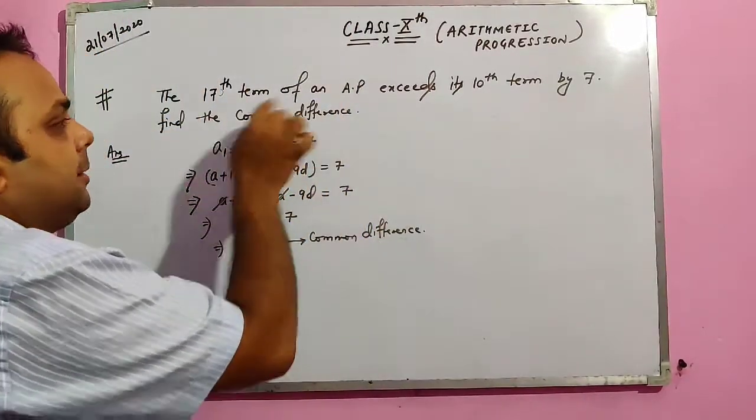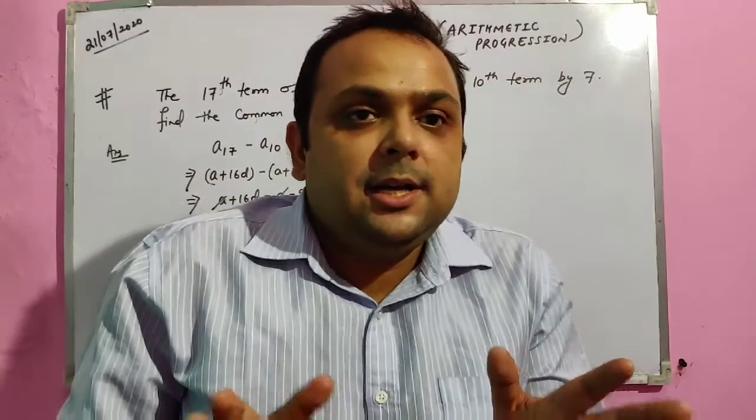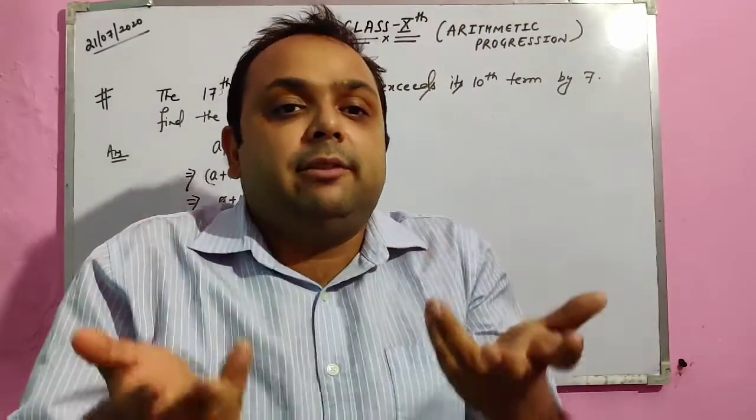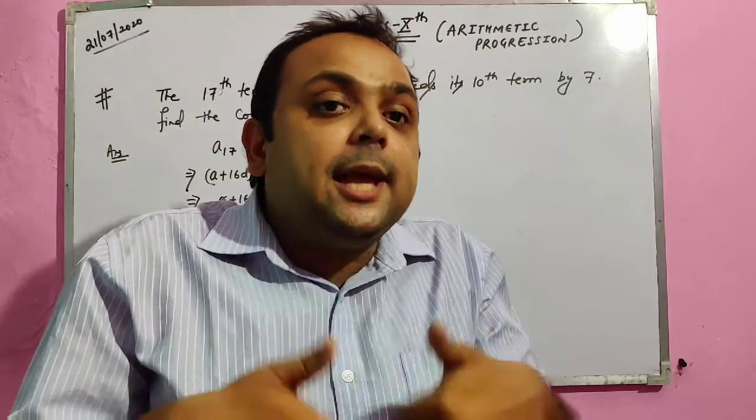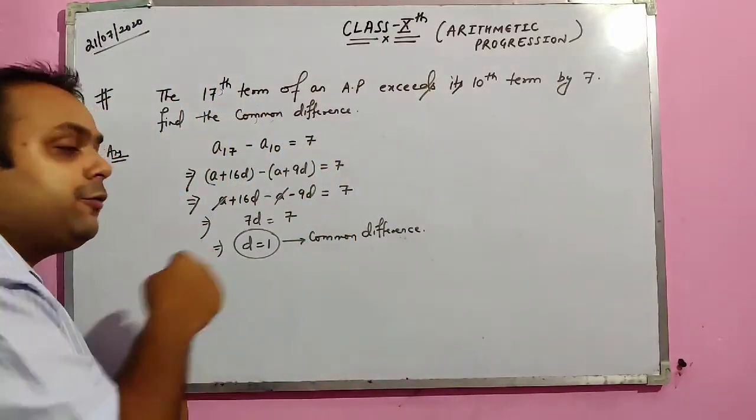We have to see the terms 17 and 10. What is the difference of these terms? 17 minus 10 gives us 7. Now we read the table for 7. At what place does this 7 come? 1. So the difference is 1.